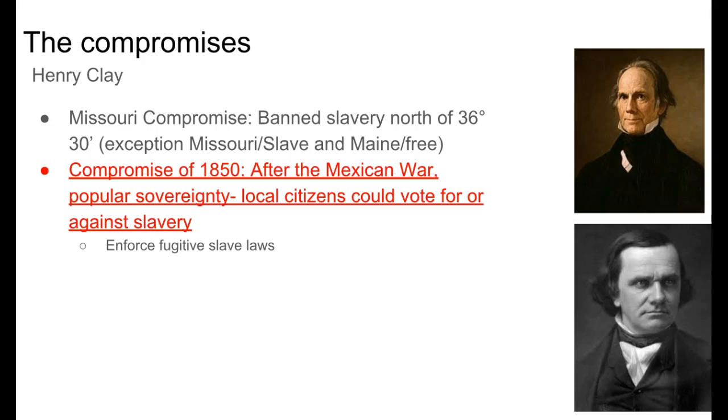Now, the other part of this was the fugitive slave laws, which was very controversial for people in the North, because what it essentially said was that they had to return a runaway slave if a runaway slave was found.